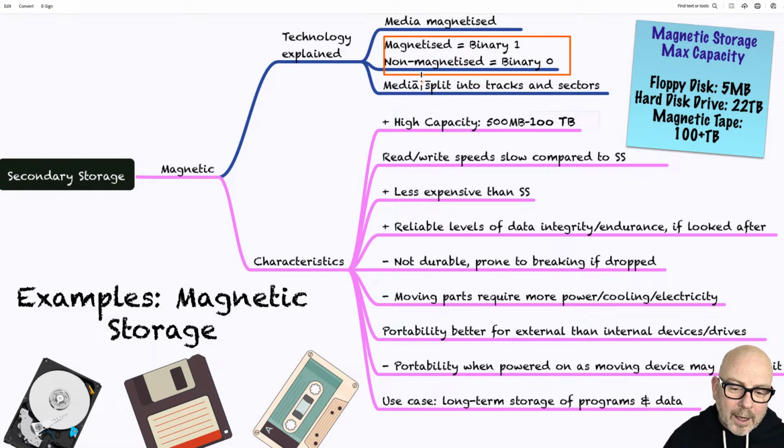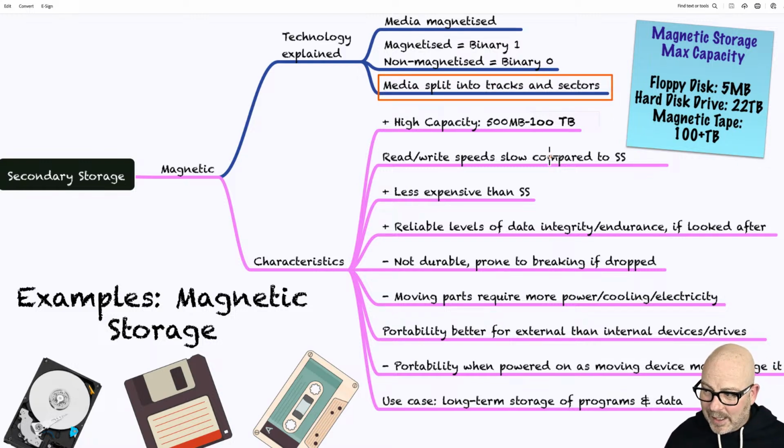So within optical media, within secondary storage. No, try again. Within magnetic storage and optical, actually, media is split into tracks and sectors. So it's a bit as though they've got circular railway tracks that run around inside the disk, and data is stored in those, and these are also then sectioned off into sectors.